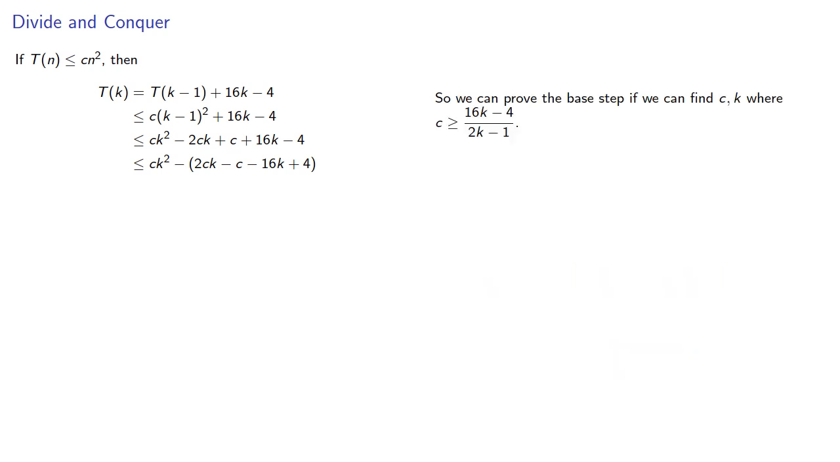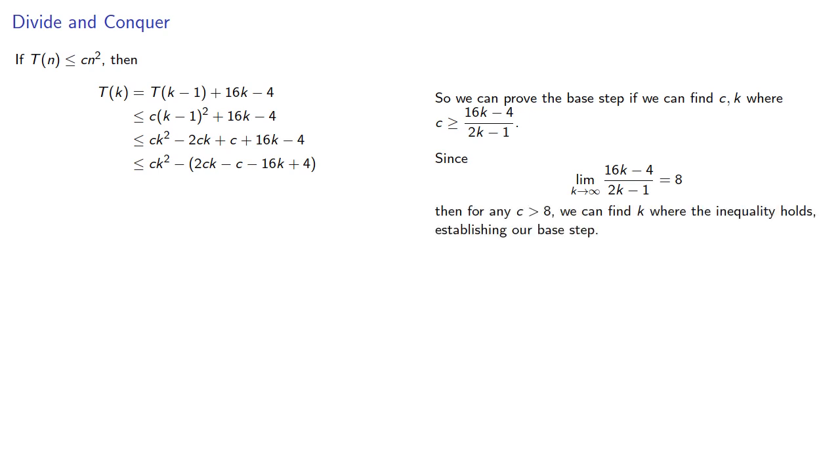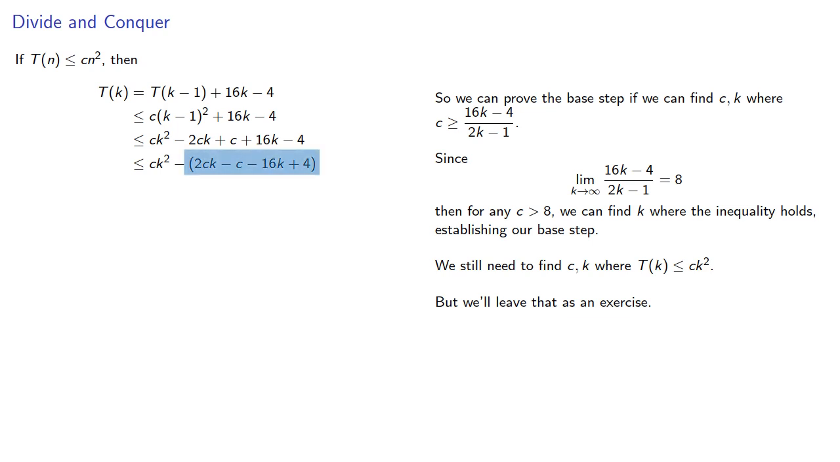So the inequality holds if we can find c greater than or equal to this for all sufficiently large k. Now, since the limit as k goes to infinity is 8, then for any c greater than 8, we can find a k where the inequality holds, establishing our base step. We still need to find c and k where this is true, but we'll leave that as an exercise. Once we've established our base step, then this term we're subtracting is non-negative, so we can drop it out, and so t of k is also less than or equal to ck squared, establishing our induction step.